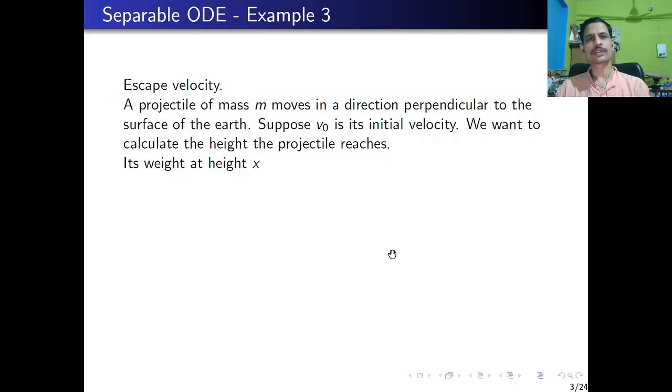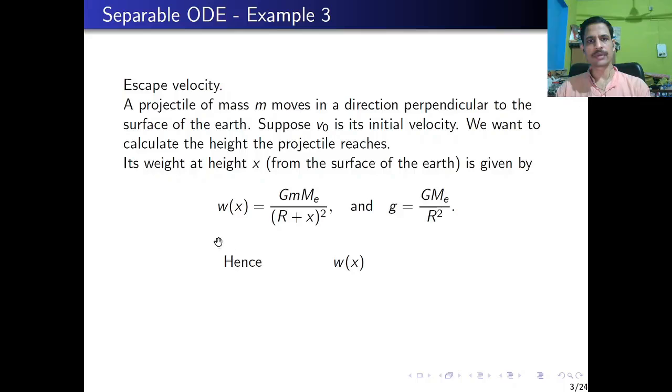We know that the weight at any height x from the surface of the earth is given by the formula Wx equals the gravitational constant G times the mass of the projectile m, times capital M the mass of the earth, divided by (r plus x) whole square, where r is the radius of the earth. So this will give the weight of the object at height x from the surface of the earth.